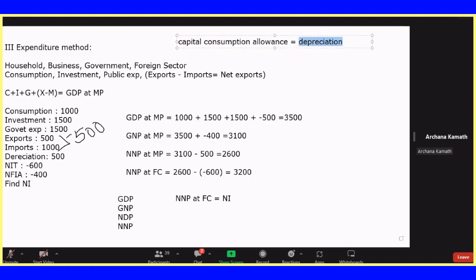At the most, they can bring about confusions regarding net indirect tax, NFIA and all. NFIA, instead of giving directly, they will be giving money remitted from abroad, income going out of a country, or investment outside our country. Such kind of details can be given to you instead of giving you NFIA directly. Depreciation will always be given directly to you in the question. You need not worry on depreciation. Thank you, ma'am.